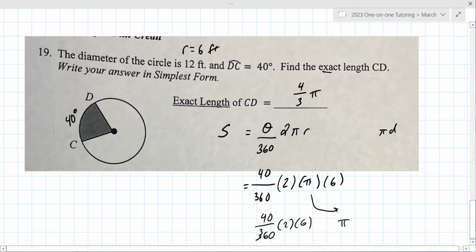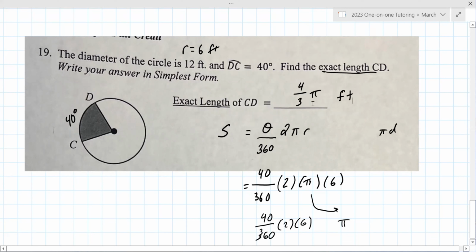So when it says exact, you have to convert that to a fraction. So 4 thirds is 1.3 repeating. We also need to add in units here, which is feet.